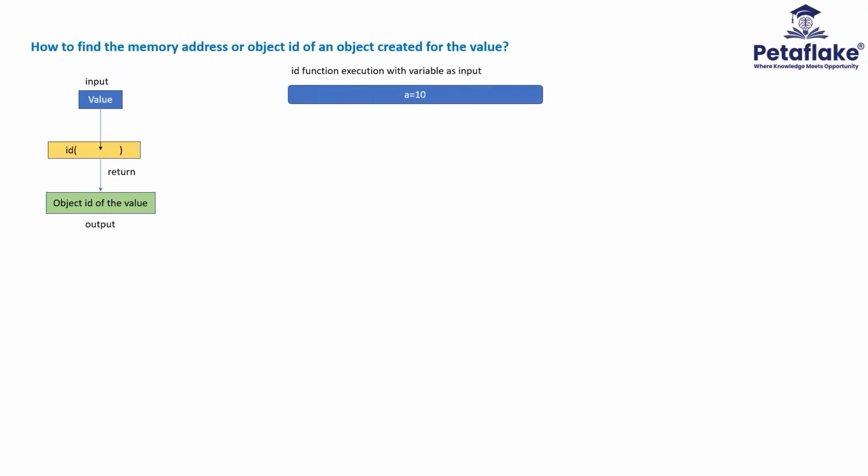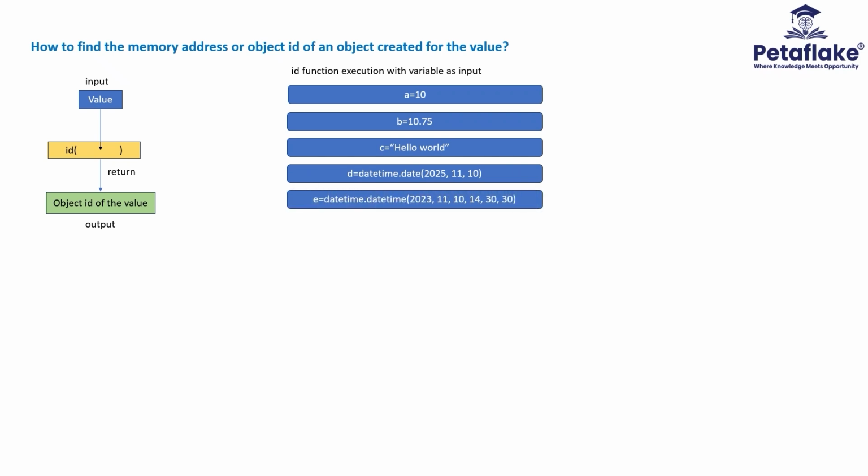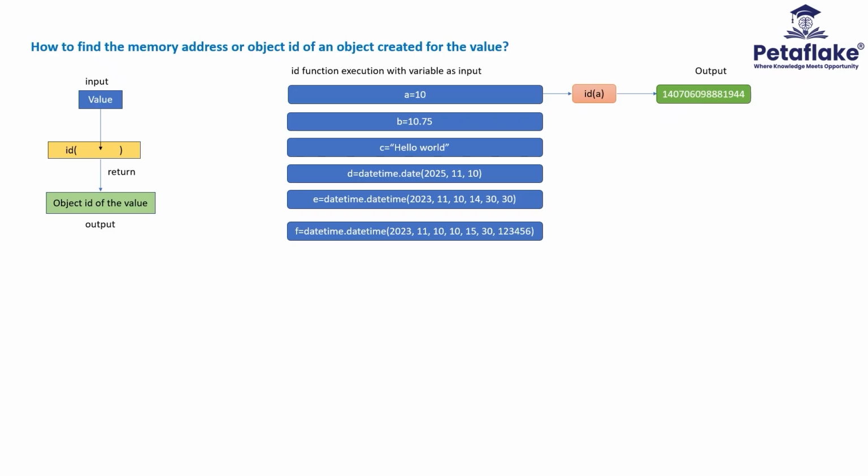A variable a with an integer value, a variable b with a float value, a variable c with a string value, a variable d with a date value, a variable e with a timestamp value without microseconds, a variable f with a timestamp value with some microseconds. To get the ID of the object storing the value 10, we need to pass the variable name as input to the id function. The id function returns the object ID of the value 10. To get the ID of the object storing the value 10.75, we need to pass the variable name as input to the id function. The id function returns the object ID of the value 10.75.